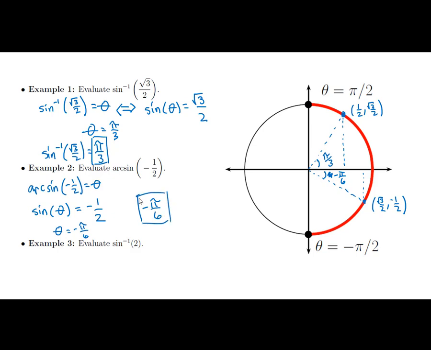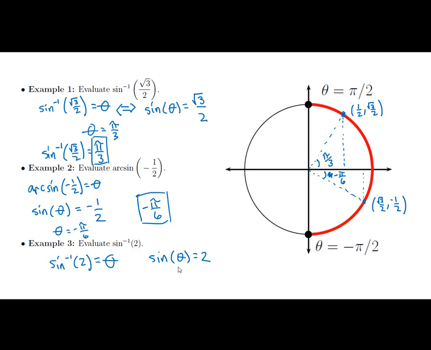So again, when you are taking the inverse sine or the arc sine, you are going to give an angle as an answer. All right, last one here, the sine inverse of 2. Again, what does that mean? That has to equal theta. So that's going to equal this angle theta. What does that mean? That means that the sine of theta is equal to 2.